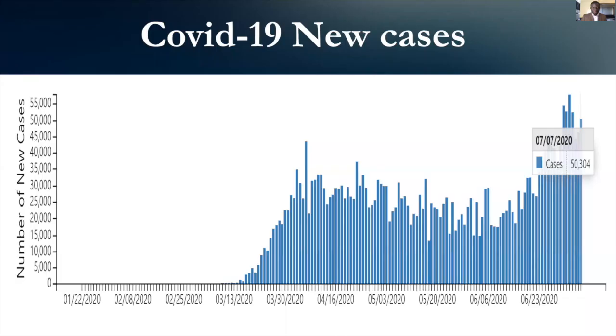So this is the COVID-19 new case graph. On July 7th, there were many positive cases of COVID-19, and COVID-19 has hugely damaged the United States and impacted a lot of businesses.